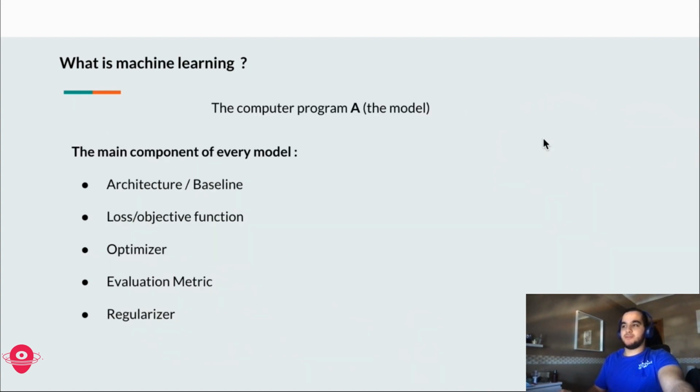So let's now talk about the fourth piece of that definition, which is the model, the computer program that we talked about. When it comes to building and designing these models, it always comes down to five main components. The first one is called the architecture or the baseline. This is the first initial function that you start with. For example, if you plot your data and it looks linear, you just use a linear model as a baseline, the simple equation of a linear model, to eventually solve the problem.